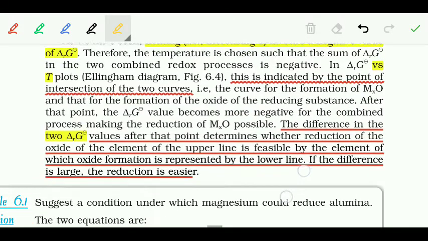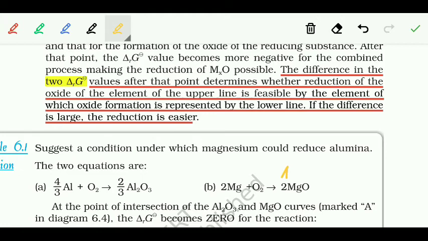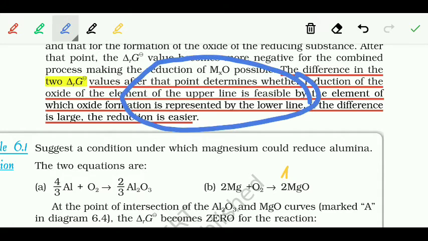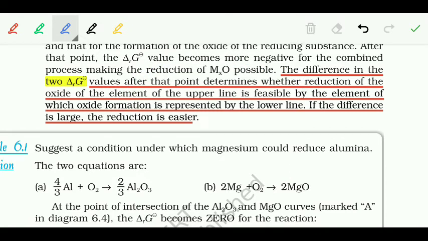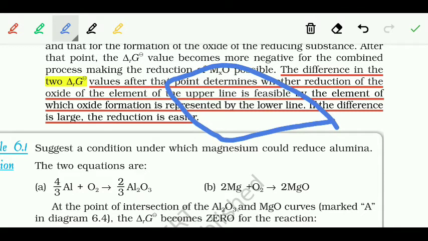Okay, fine. Now just read the underlined portion. The difference in the two delta G values after the point determines whether the reduction of the oxide of the element of the upper line is feasible. This is the most important point. The reduction of the oxide of the upper line is feasible by the element whose oxide formation is represented by the lower line. This point is the conclusion of the whole theory.